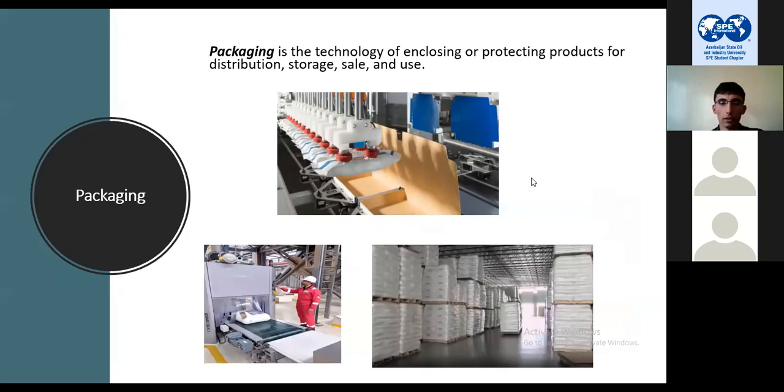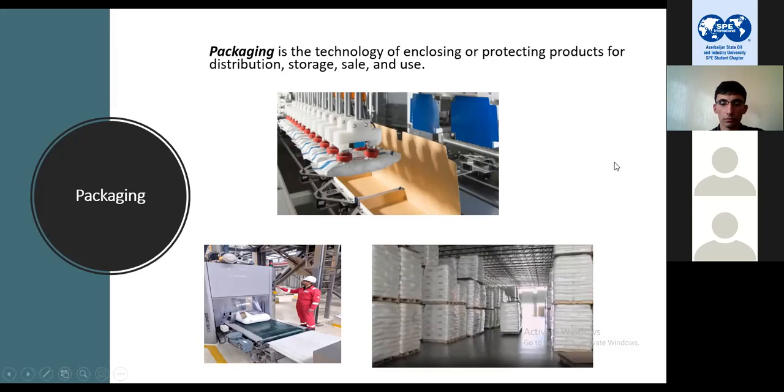And then this is the bagging area of our polymer plant. You can see this photo is taken in Soccer Polymer, actually, in our plant. And this is like a general photo of the warehouse where polymers, after packaging, are stored. Packaging is just enclosing products for distribution and sale.